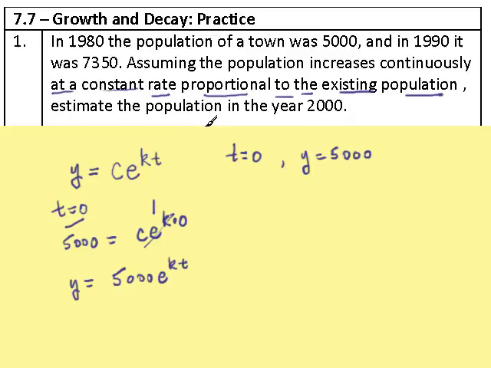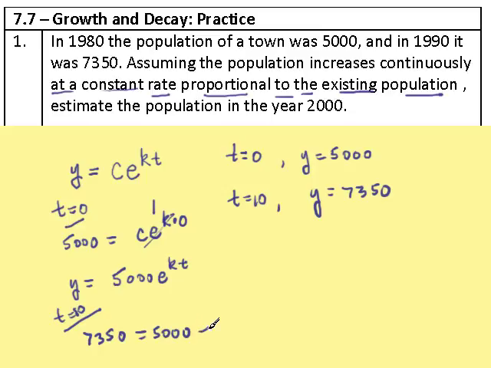The next piece of information is that in 1990, the population was 7,350. That is 10 years later. So when t is equal to 10, y is 7,350. All right, so let's substitute in t equal 10 now. All right, so we have 7,350 is equal to 5,000 e to the k times 10. And we're just going to solve for k. So let's start by dividing both sides by 5,000.